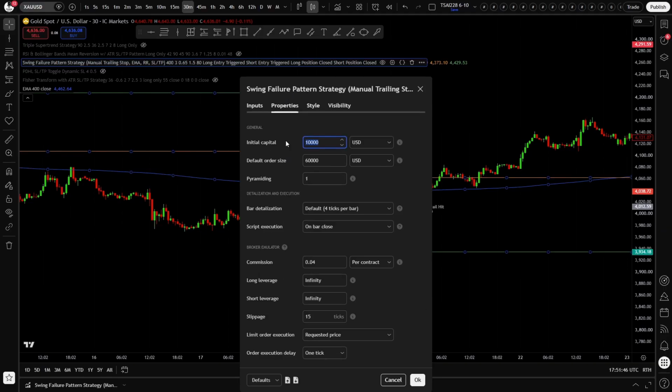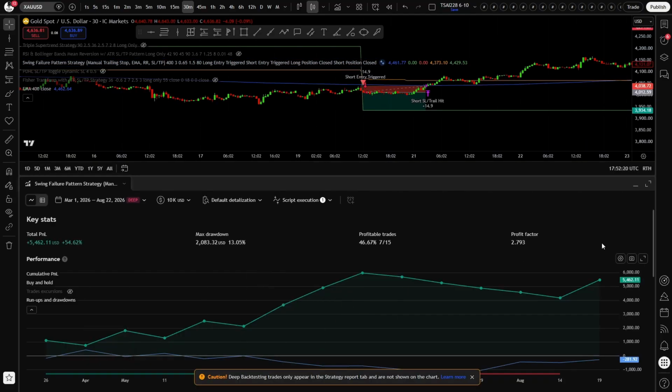So I'm using a 10,000 USD initial capital with a 60,000 USD order size on each entry. So this is a non-compounding order size. With a compounding one, you probably would get better results. The commission is 0.04 USD per contract on each trade and on each entry and exit. And we are using a 15-tick slippage. But I checked and this strategy is pretty robust. If you use 10 times the commission, so 0.4 USD per contract, it will still perform good.